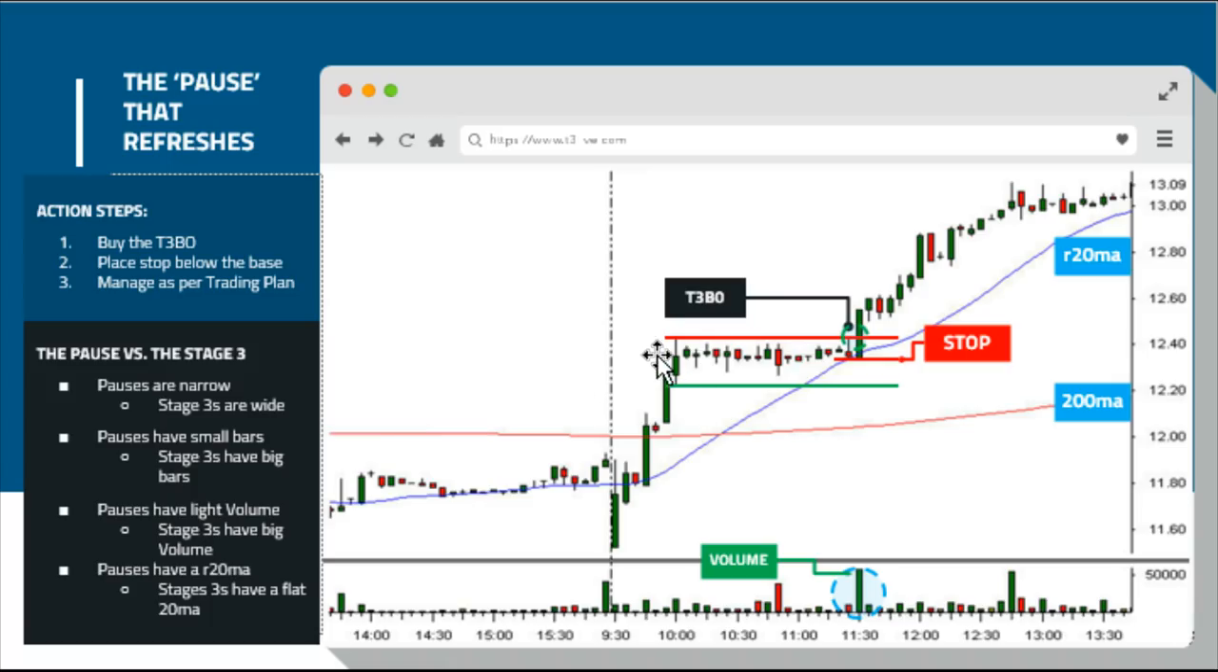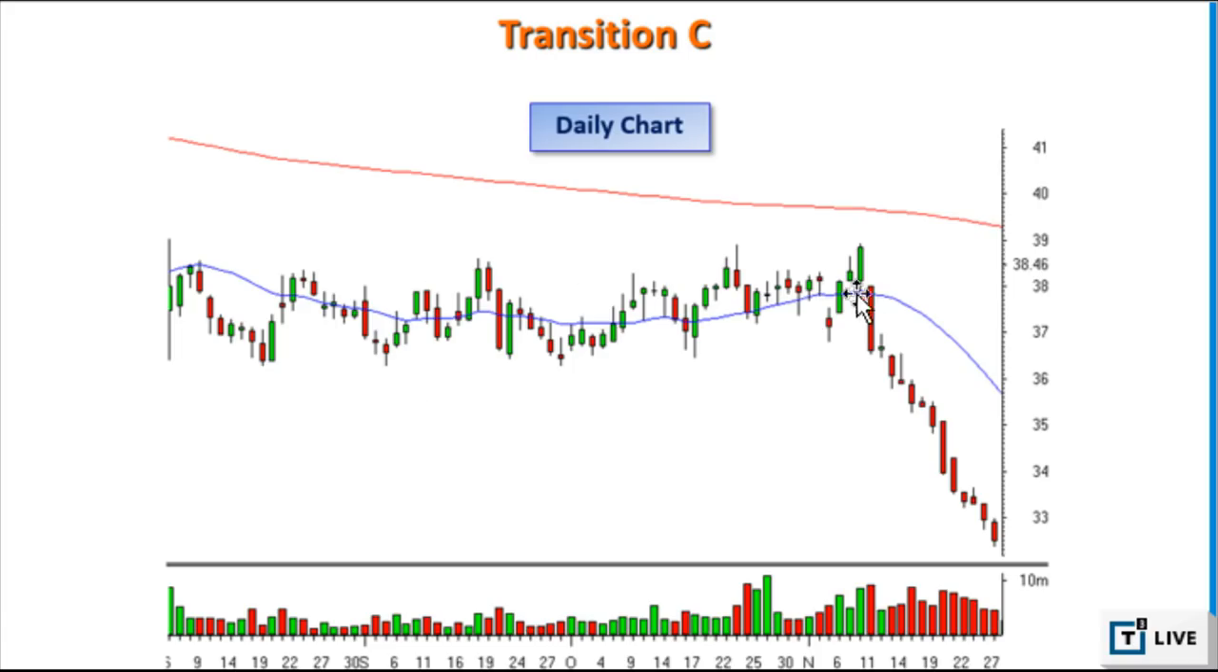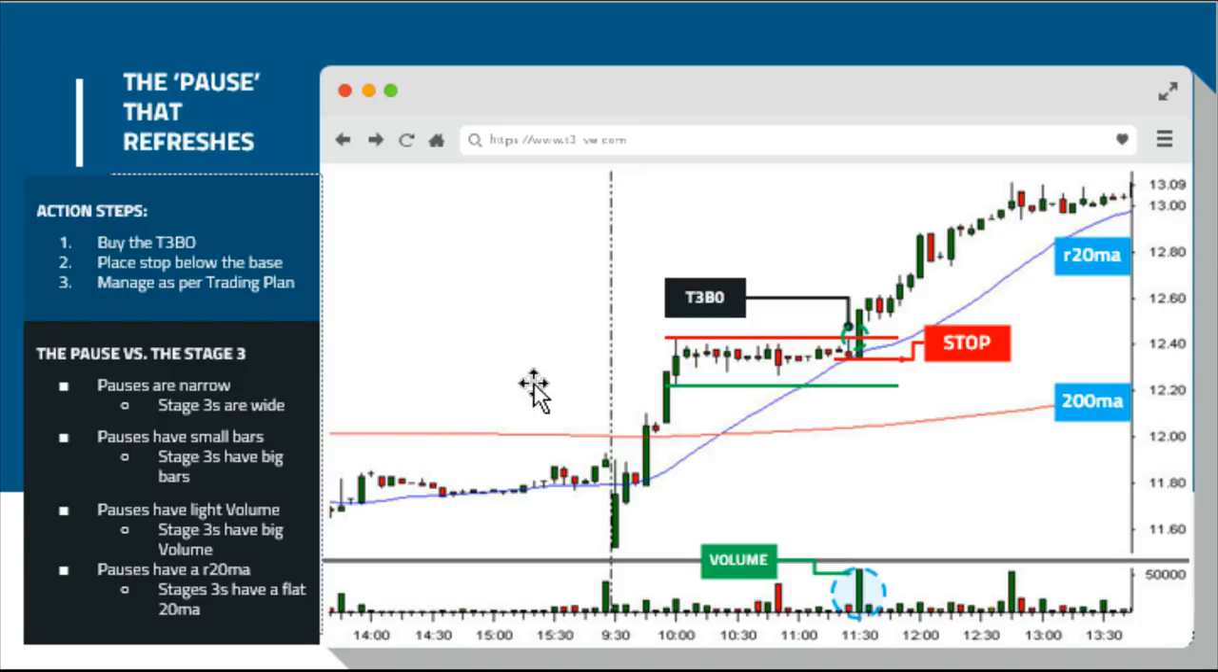Pauses are usually narrow from left to right. The stock doesn't last that long going sideways. Stage threes are wide, and if we look at stage three, look at this. Pretty wide, long bases, right? Does that make sense? So narrow from left to right.